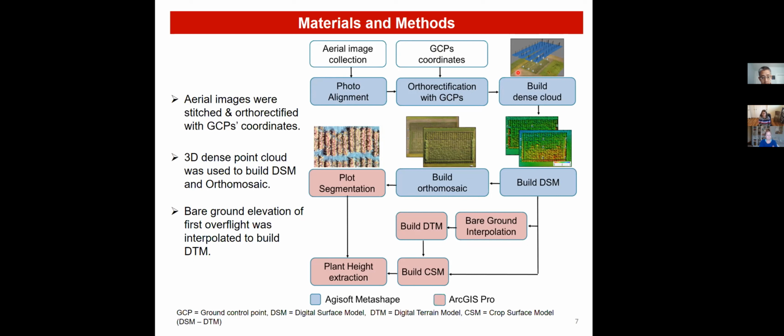The digital surface model has both the elevation of the ground as well as that of the plants on top. So what we did is that using the first overflight, which had the least vegetation cover, we were able to interpolate the background elevation to obtain a digital terrain model, which is now the elevation of the background. And we can now subtract the DTM from the DSM to obtain what we call the crop surface model, which ultimately helps us to estimate plant height on a plot basis after segmentation.